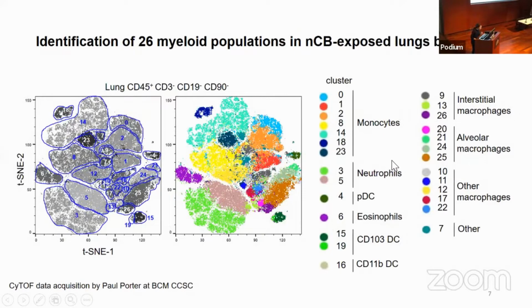I think in the morning session, Sarah mentioned how to analyze automated or computational data generated from flow cytometry. Basically, we apply the same analysis. Just briefly, we perform downsampling and then dimensional reduction, and then classification by PhenoGraph and FlowSOM. We successfully identified 26 myeloid populations in carbon black exposed lung.